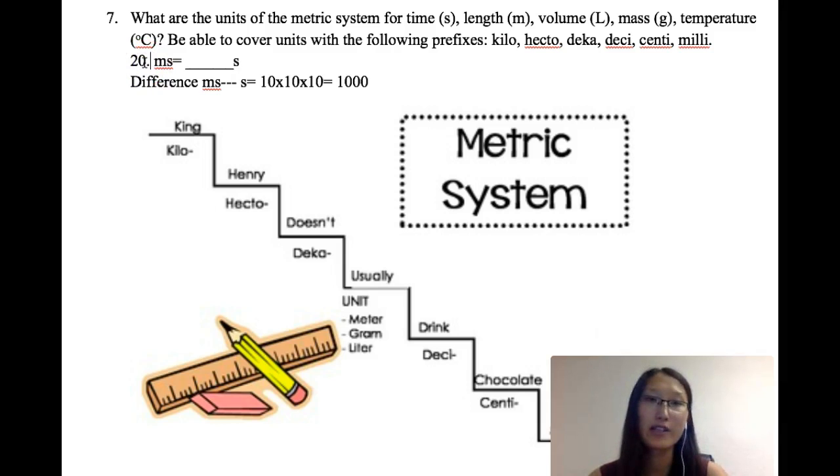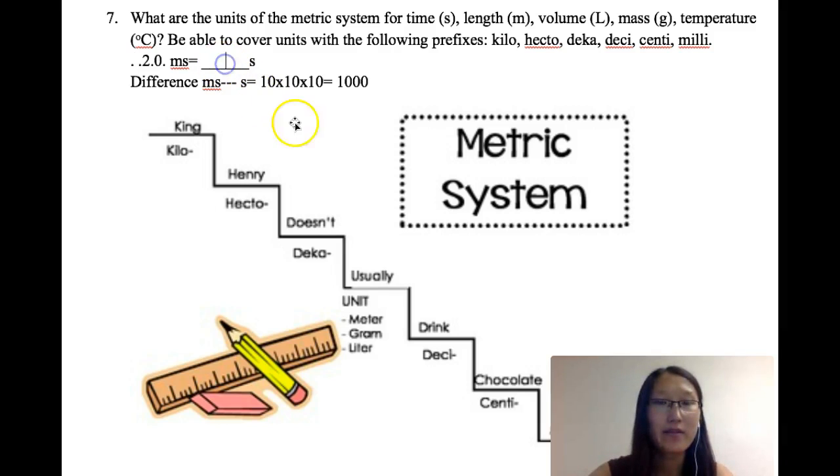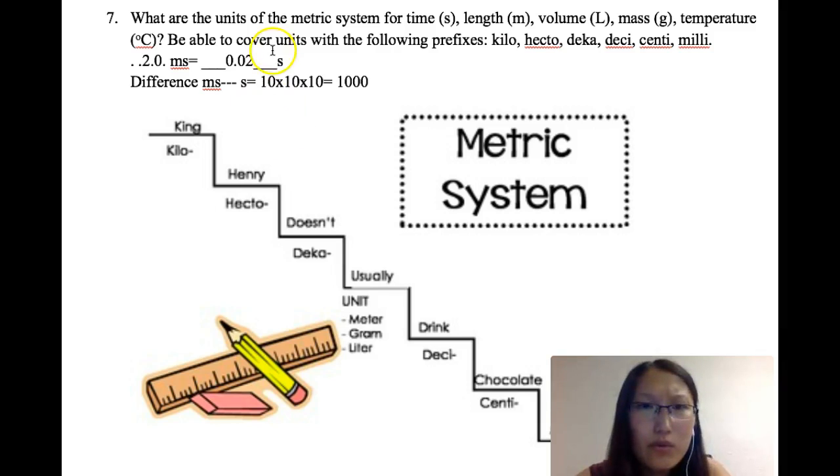So you start with the decimal right here, right? This is where your decimal is supposed to be at the beginning. You move it to the left 3 times. 1, 2, 3. So if we do it on here, 1, 2, 3. And then if you enter all the zeros that's supposed to be there, it is 0.02, right? 0.02 second equals to 20 milliseconds.